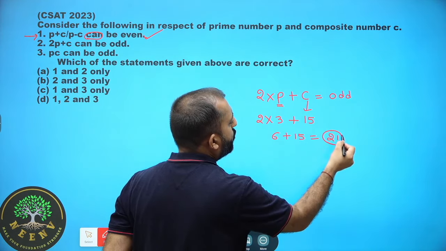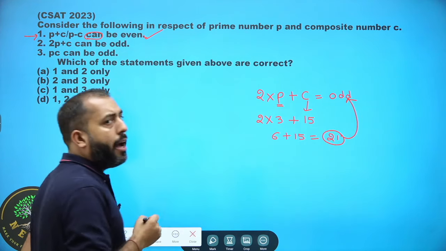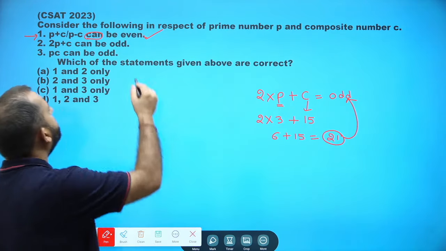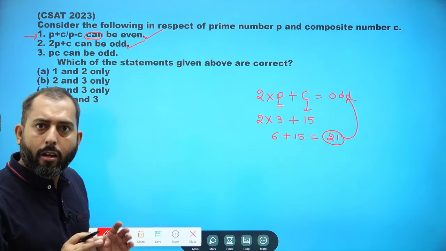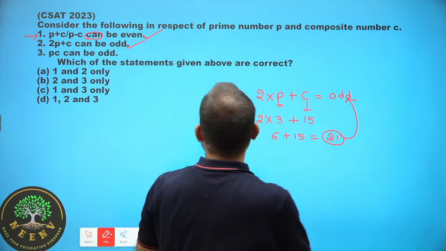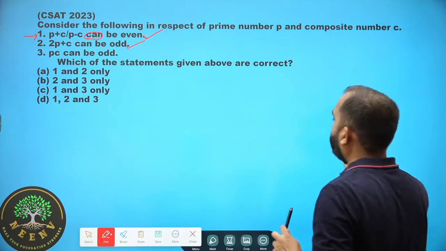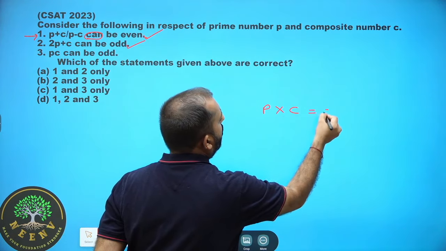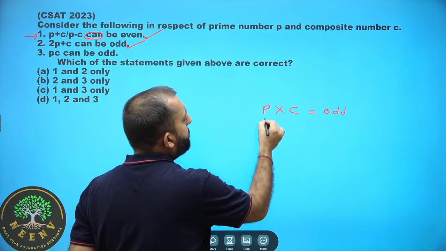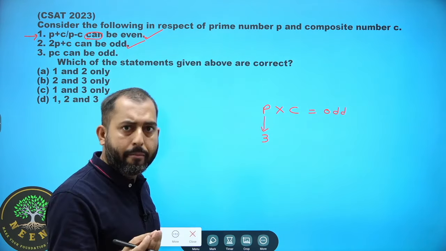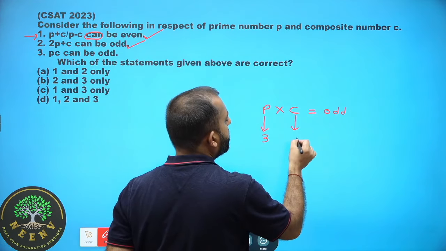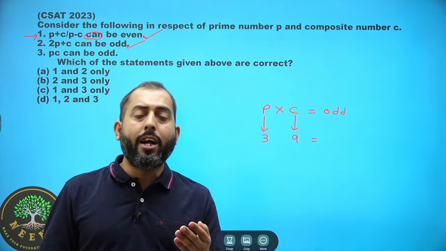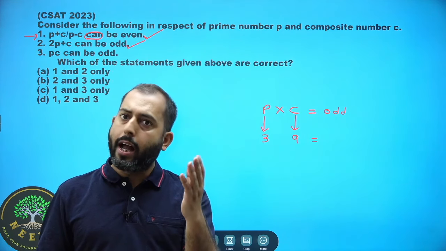And what kind of number 21 is? It is odd. Hence we found one such case which is justifying this given expression. Hence statement 2 is also correct. Okay. Now the third statement, P C can be odd. P C can be odd, meaning P into C is odd. So let's say P is 3, 3 is prime, and your composite number C is, let's say, 9. 9 is composite number because 9 is having how many factors? 3 factors, 1, 3 and 9.